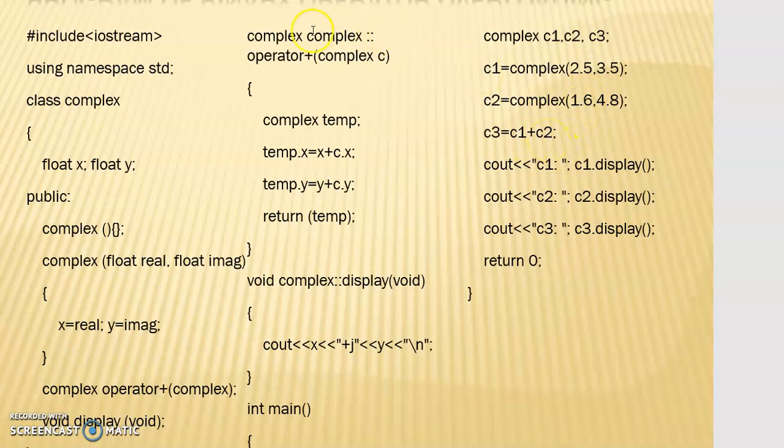In this operator overloading function, we had explained the concept of a new object being created called temp, and then the C's x is basically referring to the one calling the function, that is C1's x, and this C is the one passed as an argument, which is typically C2's x. Then you add them to get temp.x and temp.y, and it is returned. So 2.5 plus 1.6 is 4.1, and here you had 8.3 as the answer. I hope you remember that particular program.